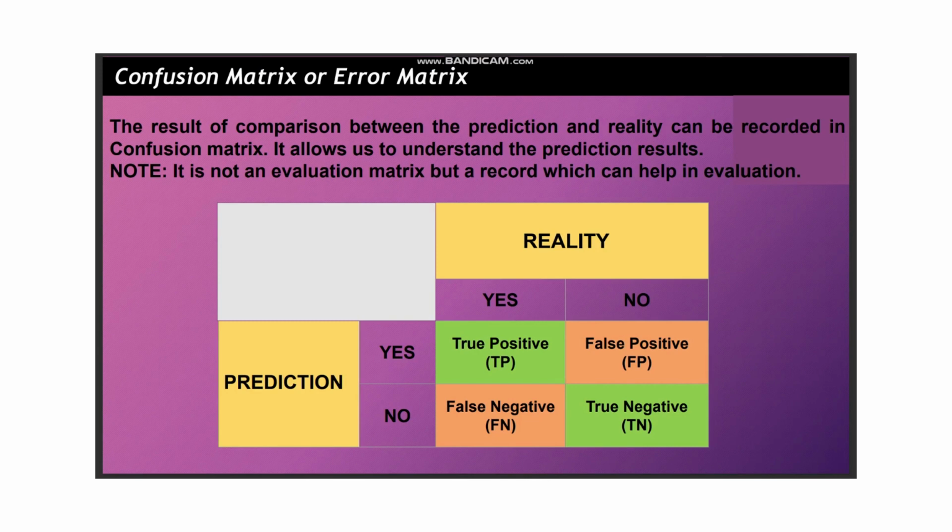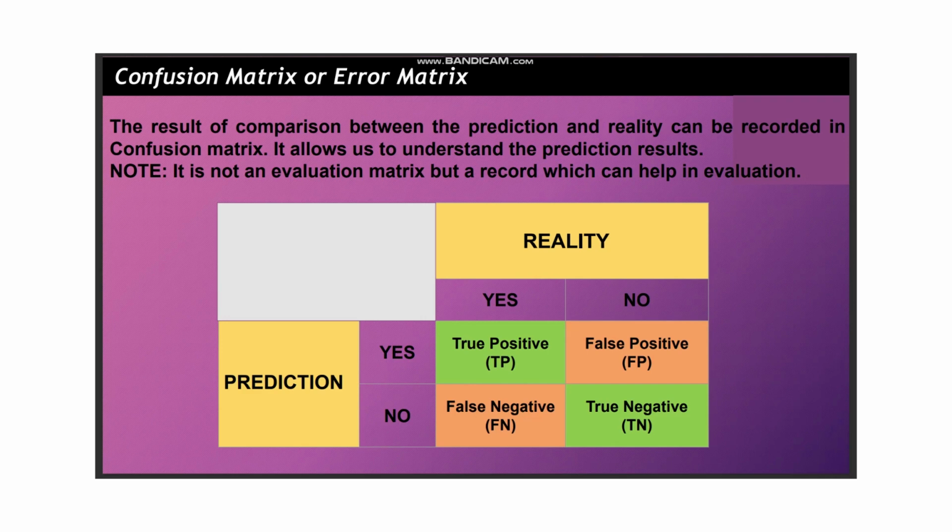Now, what is it, students? The result of comparison between the prediction and reality can be recorded in the confusion matrix. It allows us to understand the prediction results. Note, it is not an evaluation matrix, but a record which can help in evaluation.